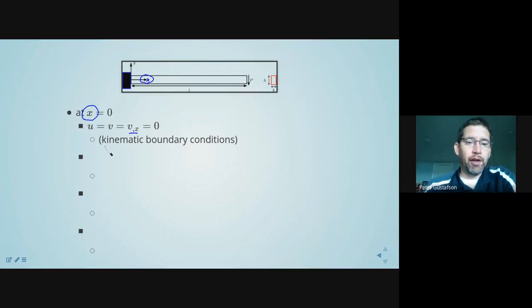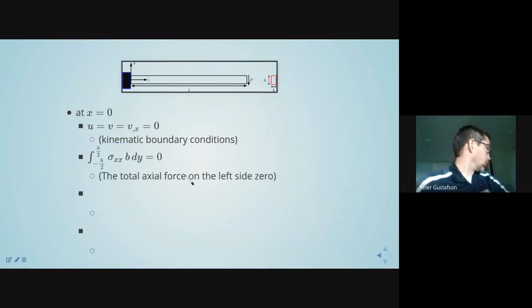Okay, so these boundary conditions, the displacement boundary conditions, also called the kinematic boundary conditions, because they have to do with any motions that might be present at that location. So u, v, and v comma x are equal to 0.